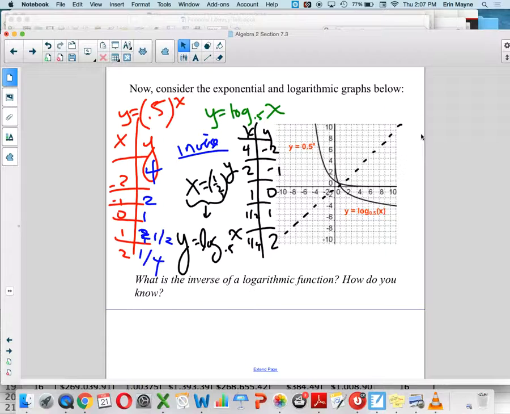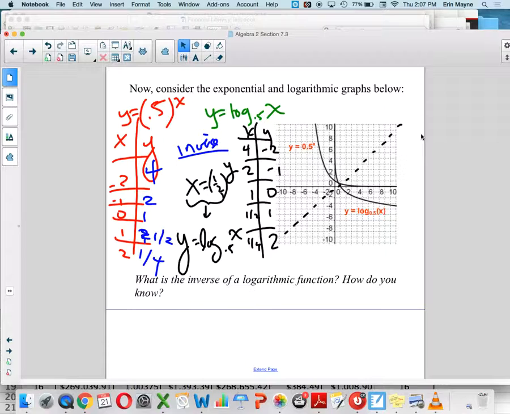Domain: negative infinity to infinity. Range: 0 to infinity. Horizontal asymptote: y equals 0. Y-intercept: 0, 1. Okay, so when we find the logarithm, the domain is 0 to infinity.